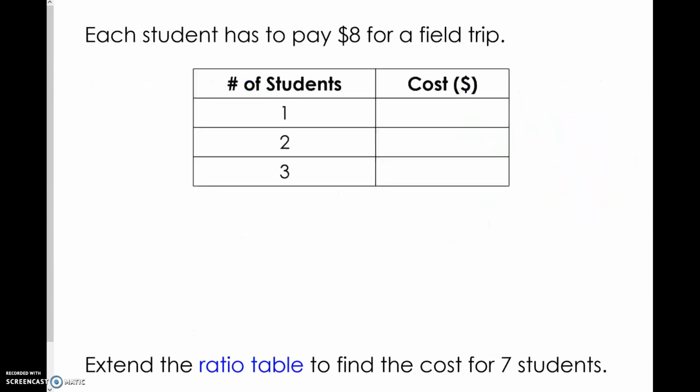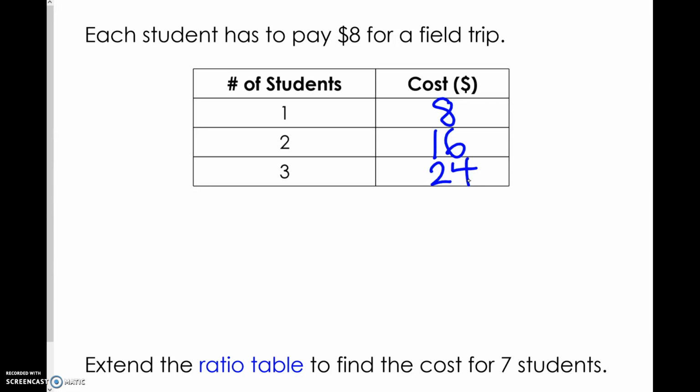Let's look at another example. These students are going on a field trip. Each student has to pay $8 for a field trip. If 1 student goes on the field trip, the total cost to the school would be $8. If 2 students attend the field trip, it will cost the school an additional $8. Let's count by 8s. 8, 16, 24. It would cost the school $24 if 3 students went on the field trip.